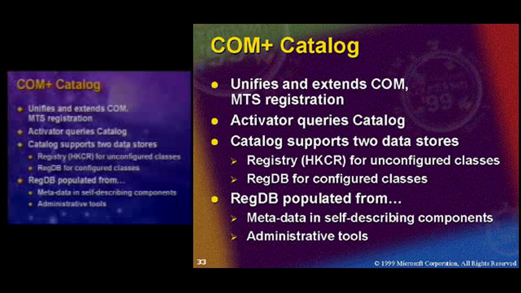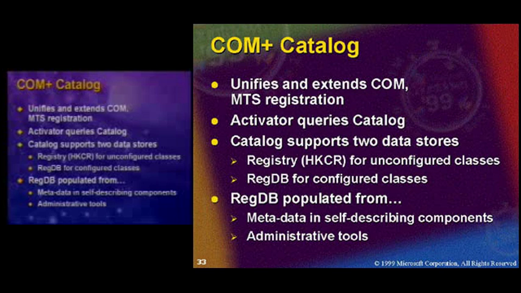Okay, so the COM+ catalog is the way that we unify and extend the registration process in COM and MTS. And the activators are going to use the catalog rather than look directly at the registry or the registry database. The registry is HKEY_CLASSES_ROOT, and that will typically be used for unconfigured classes. And every component that you write today puts registry information into HKEY_CLASSES_ROOT. So for legacy reasons, we need to continue to support that, probably for a real long time.